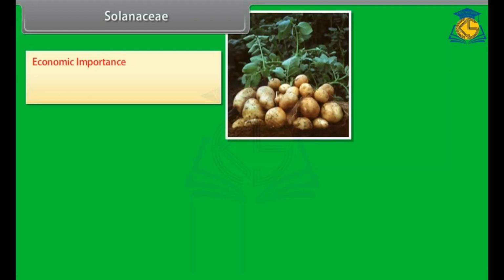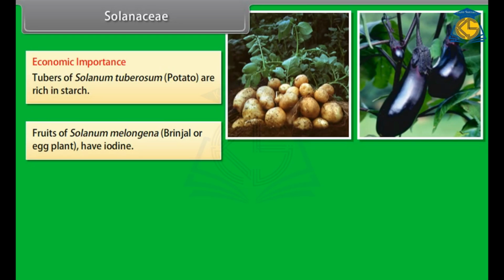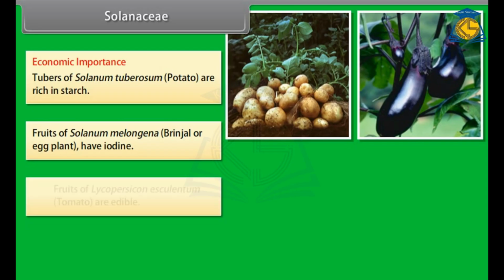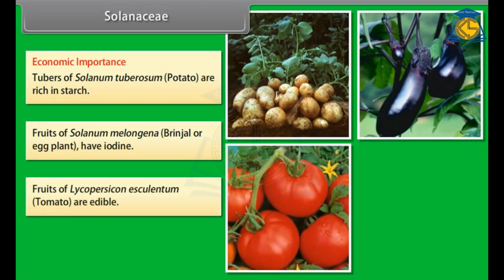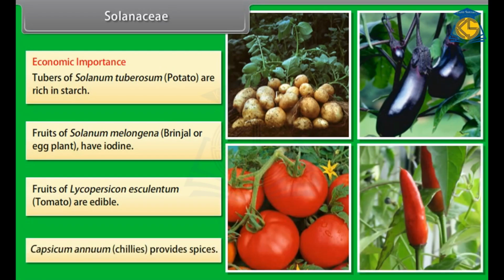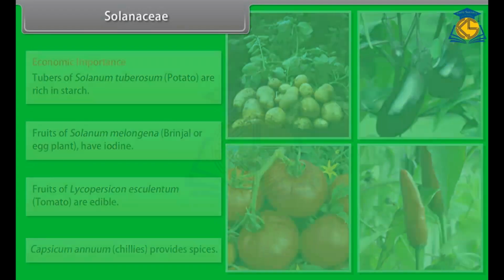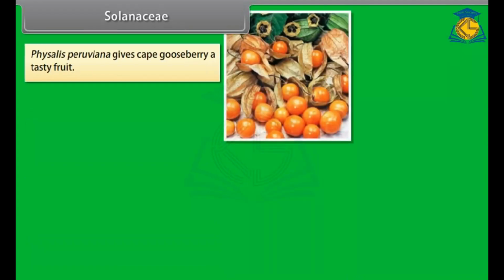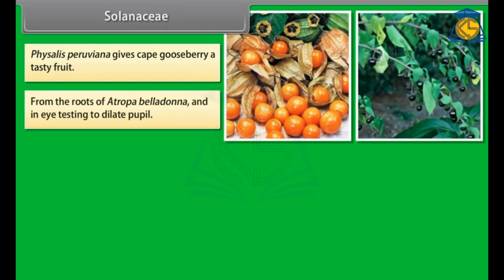Economic importance. Tubers of Solanum tuberosum, potato, are rich in starch. Fruits of Solanum melongena, brinjal or eggplant, are edible. Fruits of Lycopersicon esculentum, tomato, are edible. Capsicum annuum, chilies, provide spices. Physalis peruviana gives Cape gooseberry, a tasty fruit. From the roots of Atropa belladonna, atropine is obtained, used in eye testing to dilate the pupil.